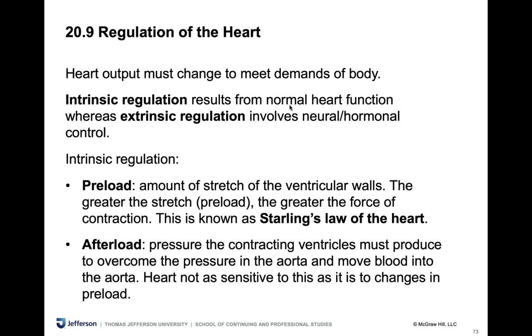Afterload is the pressure the contracting ventricles must produce to overcome the pressure in the aorta and move blood into the aorta. The heart is not as sensitive to this as it is to changes in the preload.